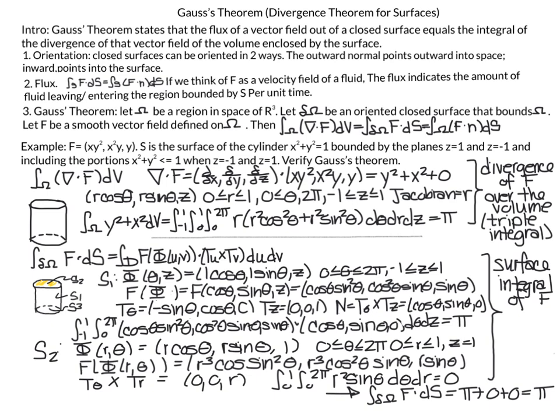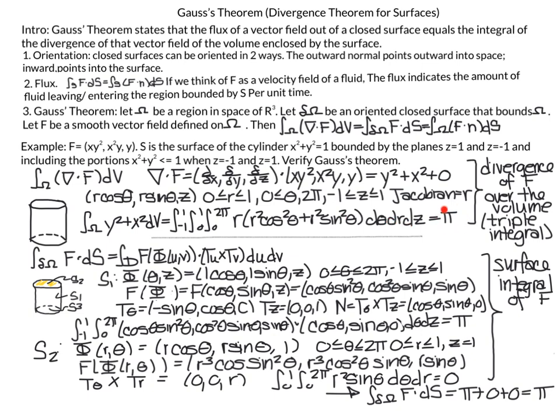And then I need my divergence, which is x squared plus y squared, converted to polar coordinates. My x squared will be r squared cosine squared theta, my y squared is r squared sine squared theta, and then I also have to multiply by my Jacobian, which is equal to r for cylindrical coordinates.